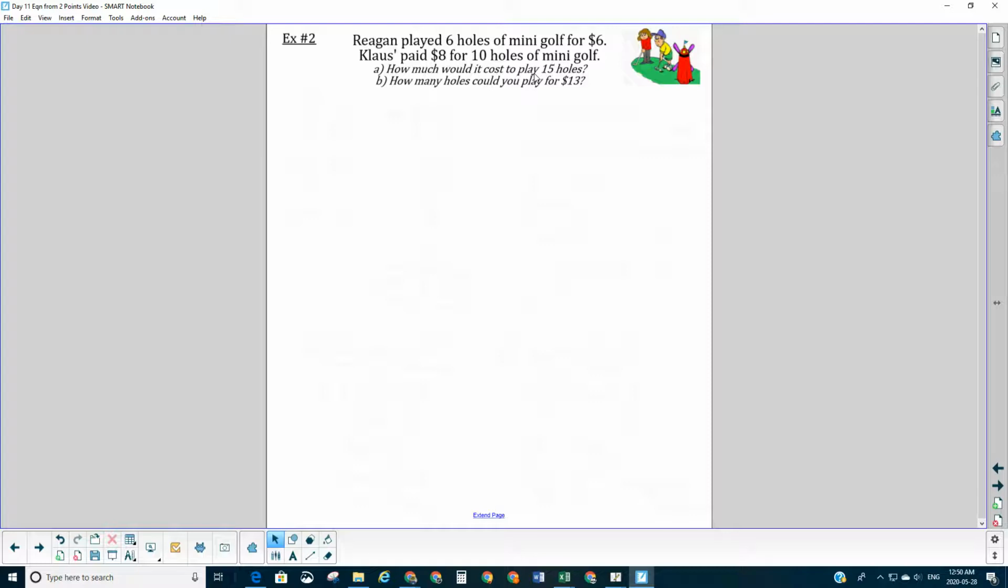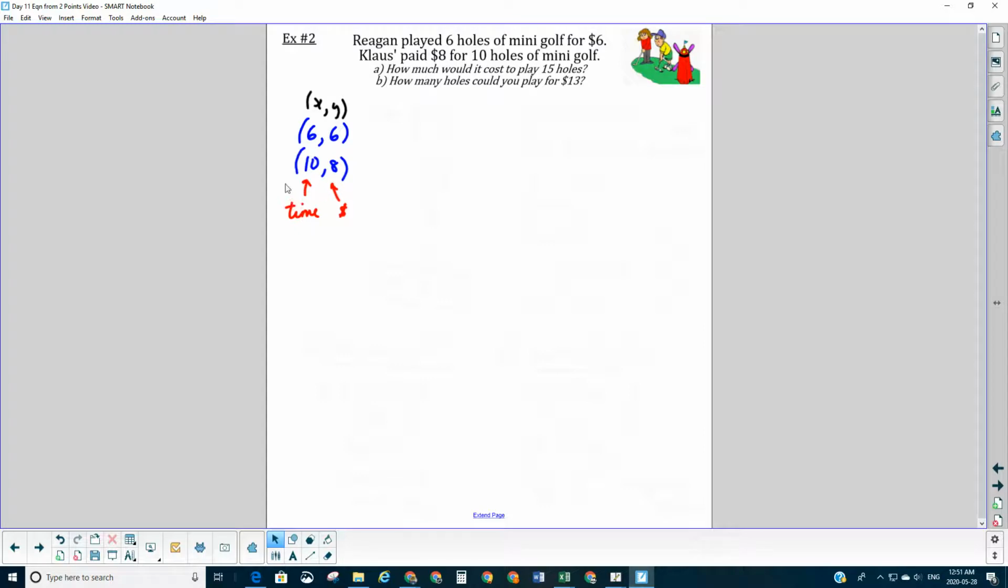So we need an equation, we need the slope and the y-intercept. And the given information is 2 points. So again, we've got an x and a y. Regan played 6 holes for $6. So remember, the time is 6 holes and the cost is $6. Klaus, $8, 10 holes. So be careful here. It's not 8.10. $8 is the cost and 10 is the amount of holes you have.